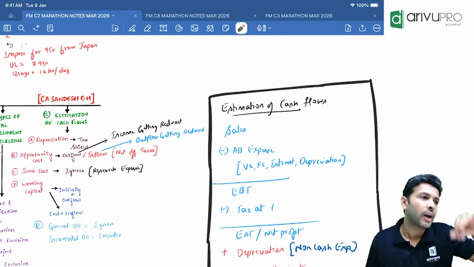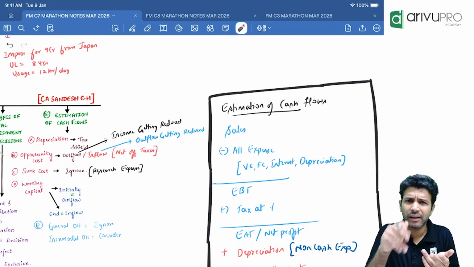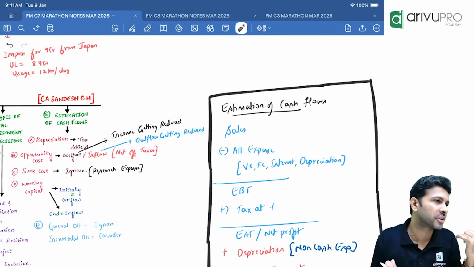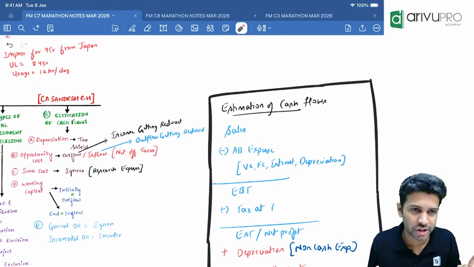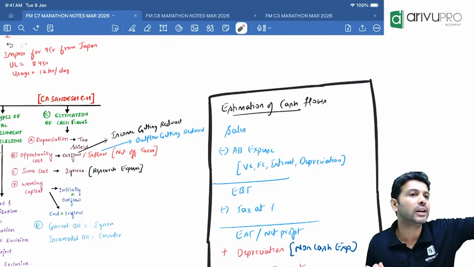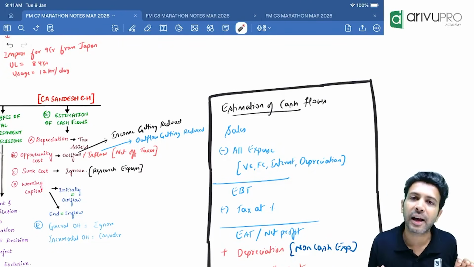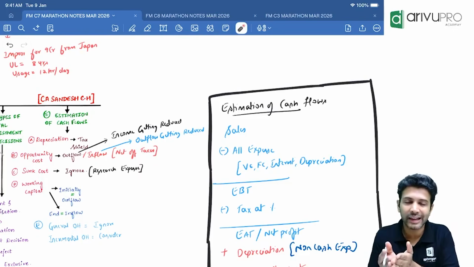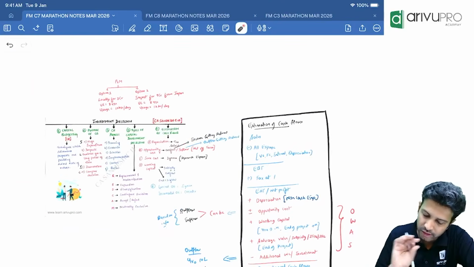A for additional capital. Additional capital will be an outflow; which year, the question will specify. It can come in any year as per the question. S for salvage value. Salvage value is an inflow only at the end of the project. Subsidy again can come at any time as per the question. By that, you will get the cash flow.